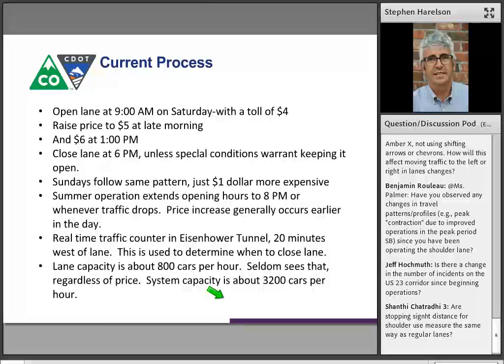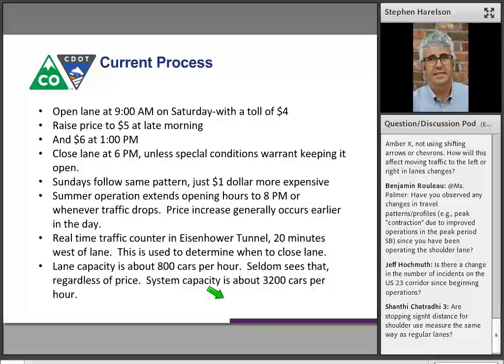On Sundays, we get more traffic generally because some people go to the mountains for the entire weekend. So we follow the same opening hour pattern. It's just $1 more expensive, so it's $5 at the open, and it goes up to $7. In the summertime, we extend those open hours to about 8 p.m., and we usually go up to the $7 a little earlier, like at noon or 1, just to try to stay ahead of that traffic.